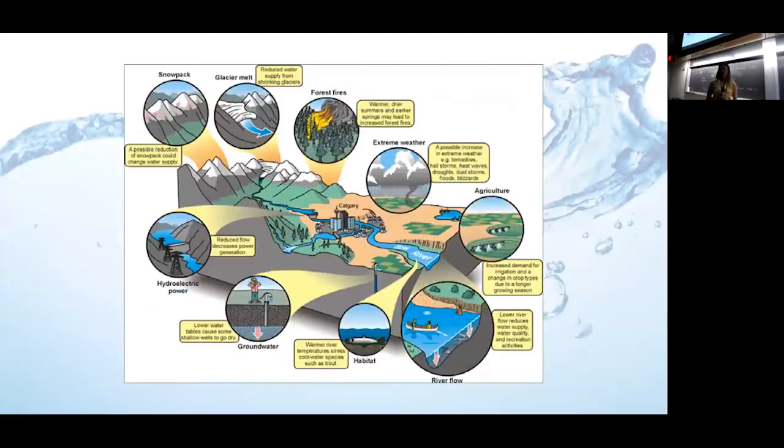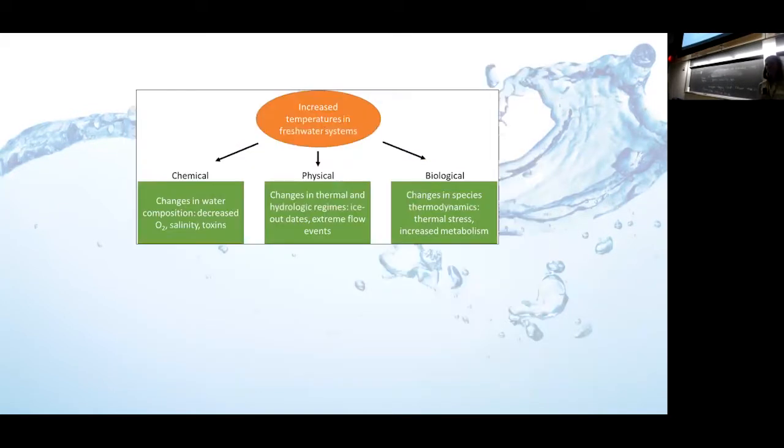So first of all, there are a lot of implications of climate change on aquatic systems. Unfortunately, in a few minutes, I can't cover them all, so for now, I'm just going to be focusing on warmer water temperatures. Temperature is a key variable in aquatic systems that affects chemical, physical, and biological properties.